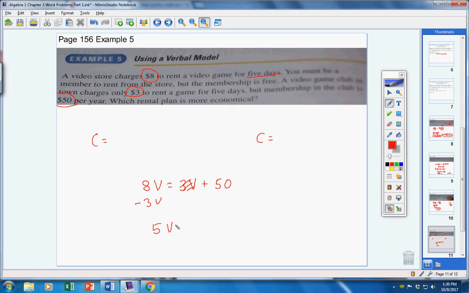You're left with 5v equals 50. Divide by 5, and the answer is 10. So, let's check that and see if it's right, okay? So, I rent 10 videos.